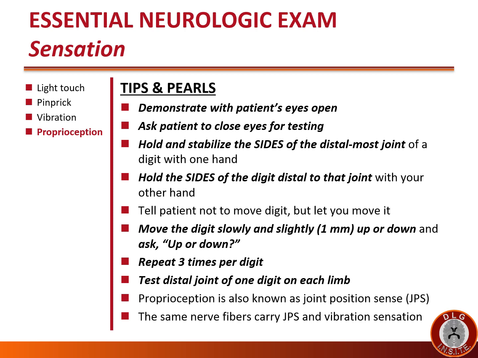Tell the patient not to move the digit, but to let you move it. Move the digit very slowly and very slightly, only a millimeter, up or down, and ask, up or down. Repeat 3 times per digit. Test the distal joint of one digit on each limb. Proprioception is also known as joint position sense, or JPS. The same nerve fibers carry joint position sense and vibration sensation.